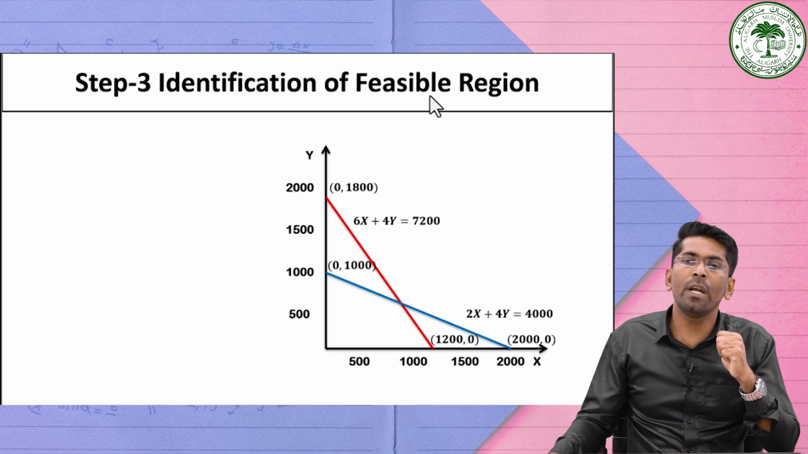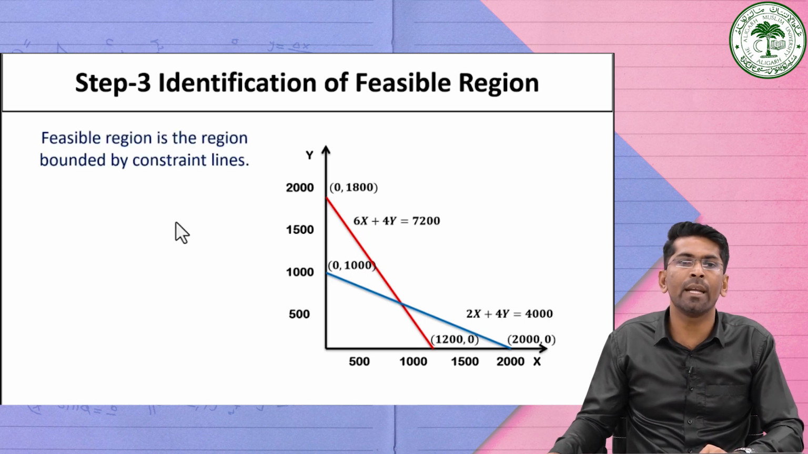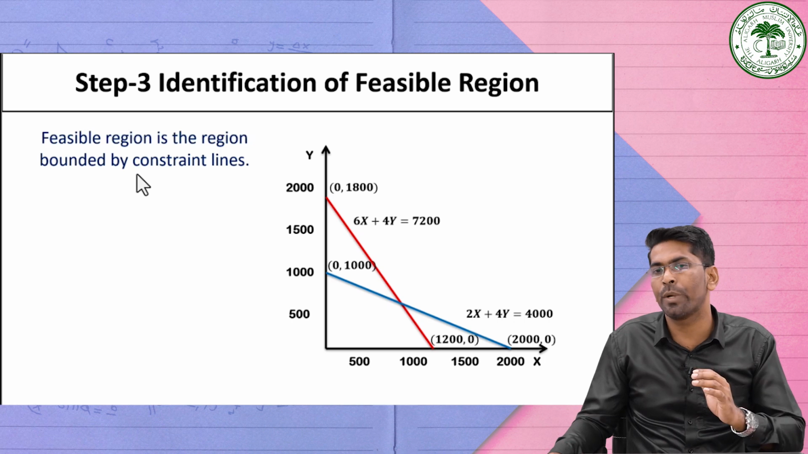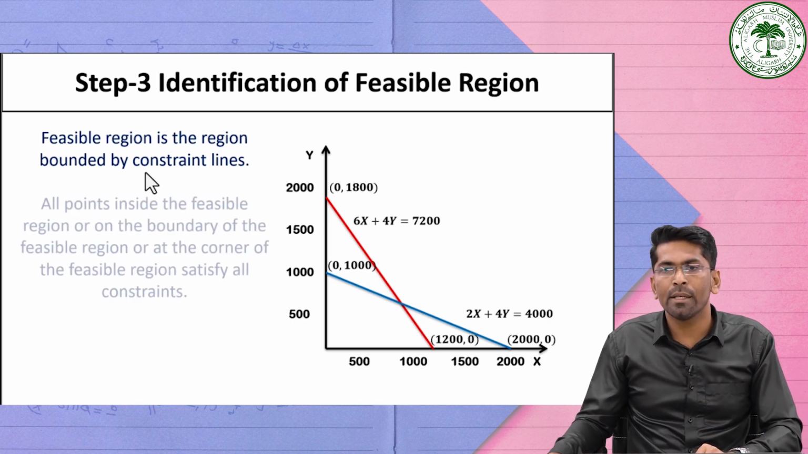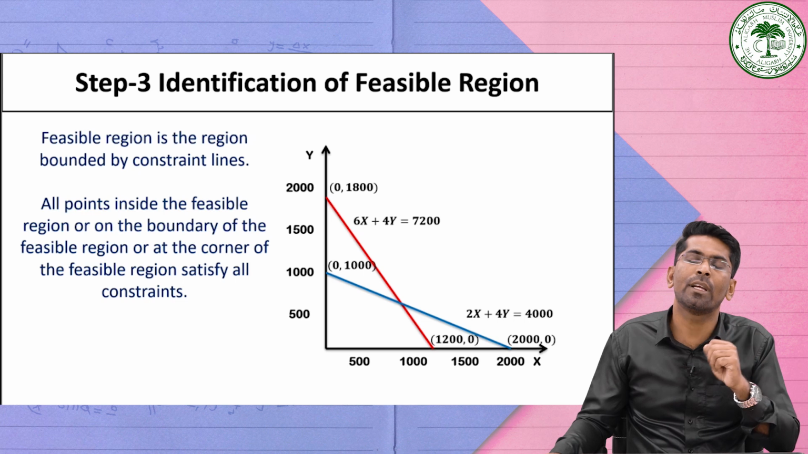region. And what is the feasible region? It is the region which is bounded by the constraint. So we can say that the feasible region is the region which is bounded by the constraint. And all the points inside the feasible region, or on the boundary of the feasible region, or at the corner point of the feasible region, actually satisfy the constraint.